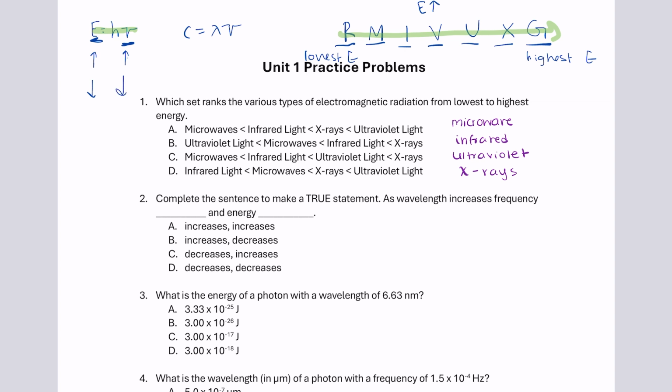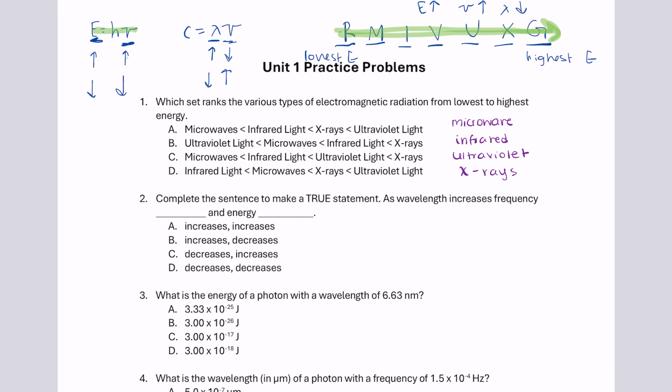The second equation shows us that wavelength and frequency are inversely proportional, meaning longer wavelengths correspond to lower frequencies, and shorter wavelengths correspond to higher frequencies. This means that if energy is increasing as we go from radio waves to gamma rays, then frequency is also increasing and wavelength is decreasing.